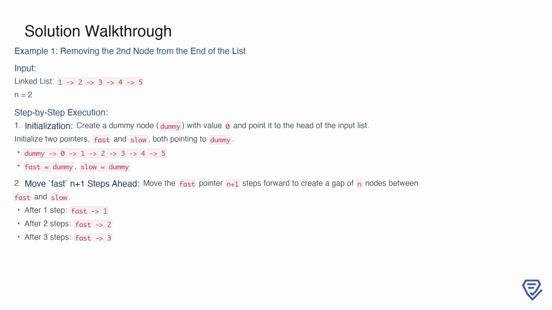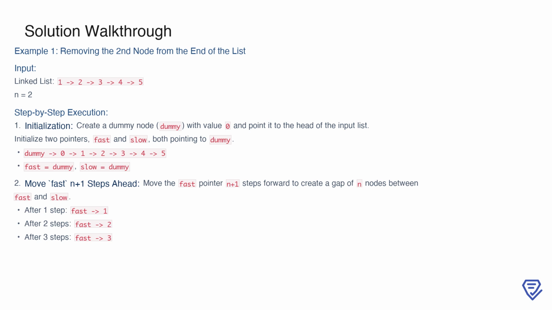In this example, we want to remove the second node from the end of the list in the given linked list 1-2-3-4-5. To start, we initialize a dummy node with the value 0 and point it to the head of the input list. This dummy node acts as a placeholder, making edge cases like removing the head easier to handle. Both fast and slow pointers are initialized to point to this dummy node.